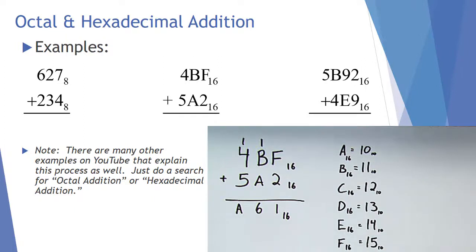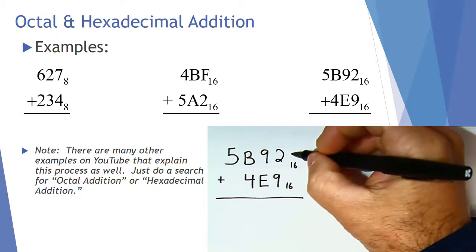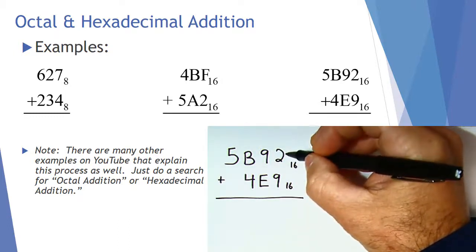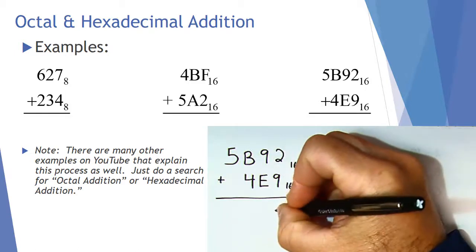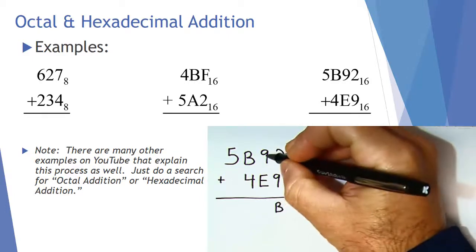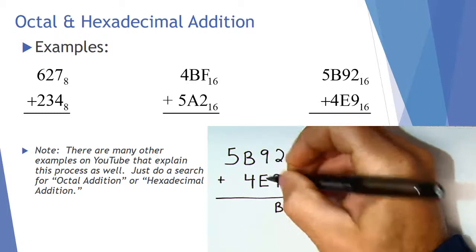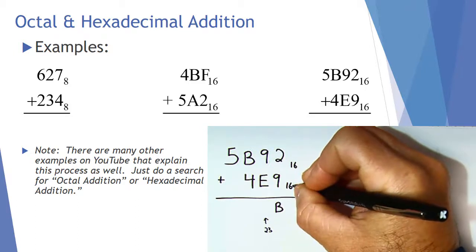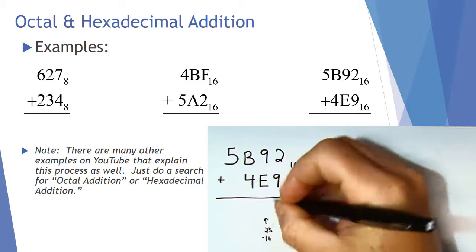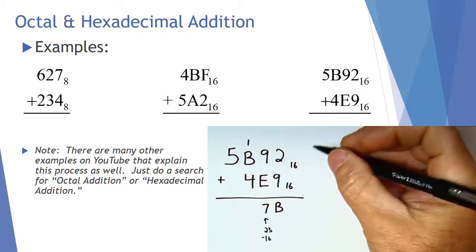Let's do one more just for a little bit more practice. Okay, here we go. If you need a little cheat sheet with what A through F represent, go ahead and do that. But let's get started. 2 plus 9, that's 11, but 11 base 16 is B. 9 plus E, E is 14, plus 9 is 23. So this total here is 23, but that exceeds our base by 7. So we're going to take away those 16. That leaves us with 7, and we're going to carry that digit over to the next column.